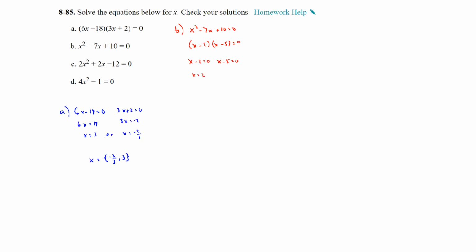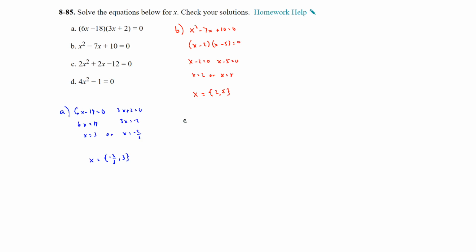Set them equal to 0, add 2, add 5. So x equals 2, or x is going to equal 5. Or once again, we can write it as a solution set, x equals 2 comma 5, with the curly brackets.